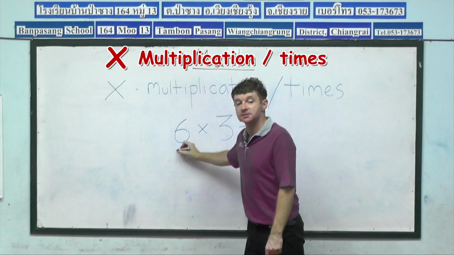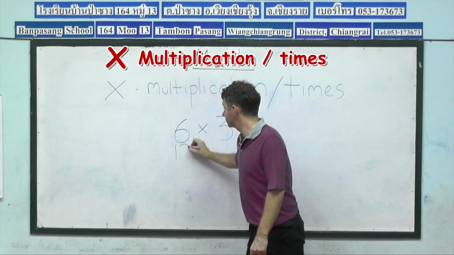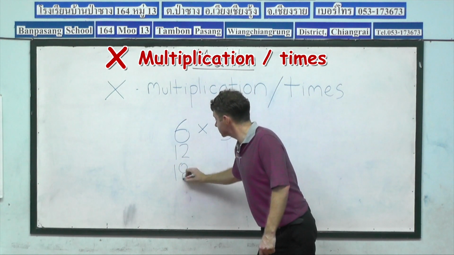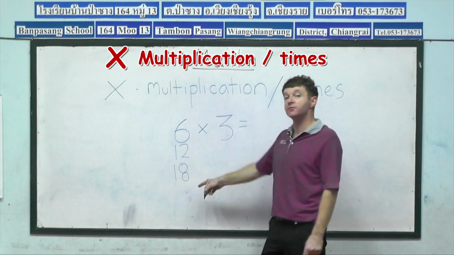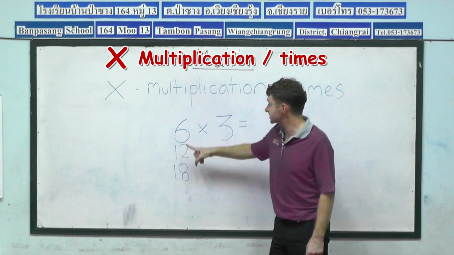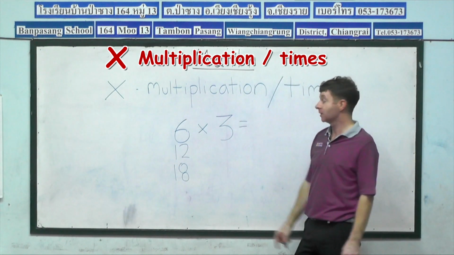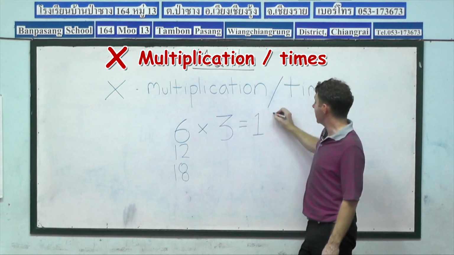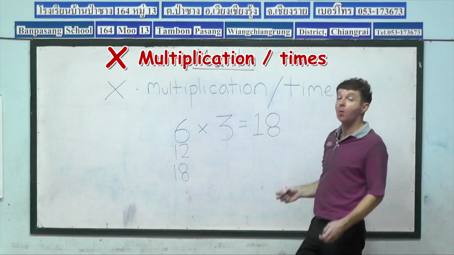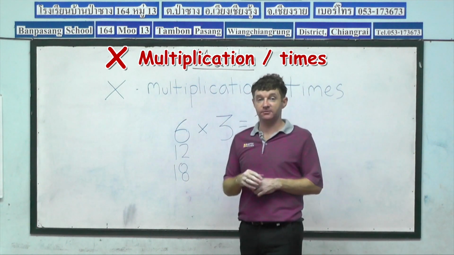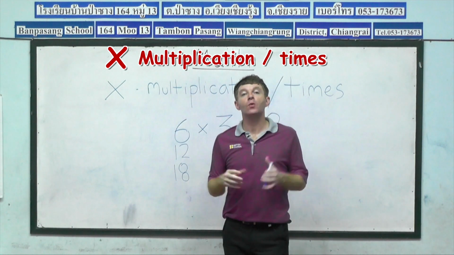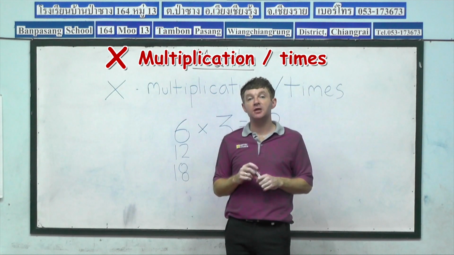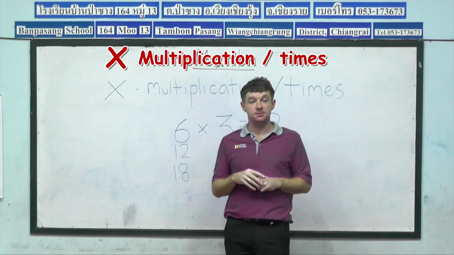Okay. So 1 6 is 6. 2 6s, 12. 3 6s, 18. You see? We just times the 6s by the number of numbers we have to multiply. 6, 12, 18. So 6 times 3 equals 18. And this is the very basic way in which we multiply numbers.